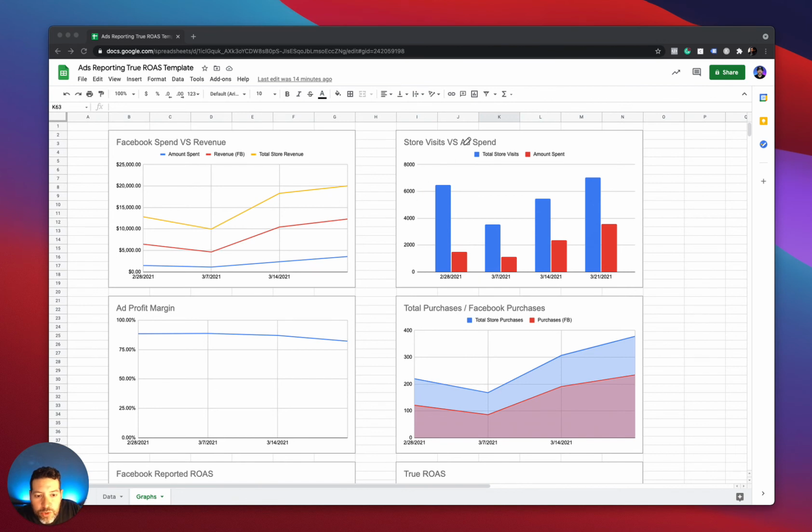Another one is store visits versus ad spend. This can help you determine if you're getting more visits for your amount of ad spend. So you can see here, this here, you kind of see this upward trend where we started those last 3 weeks that I showed you on the previous, that we started increasing ad spend. Well, that increased total store visits. That's good.